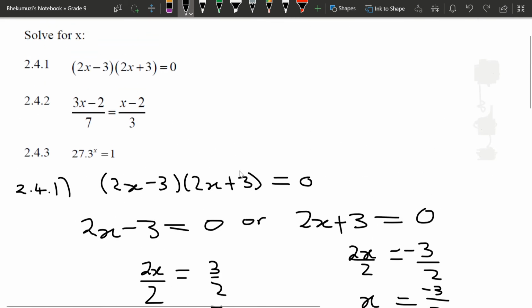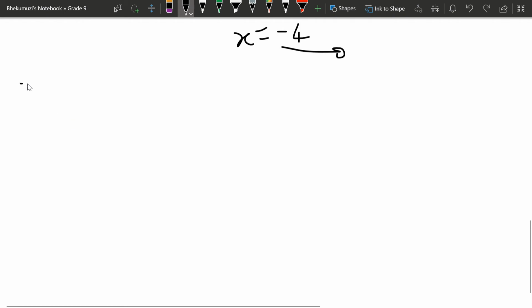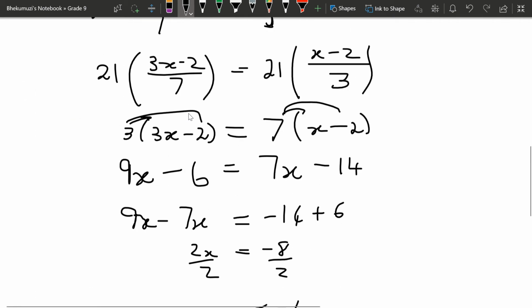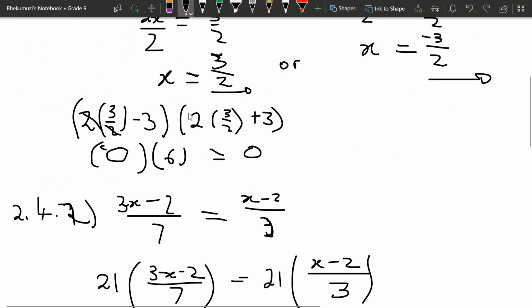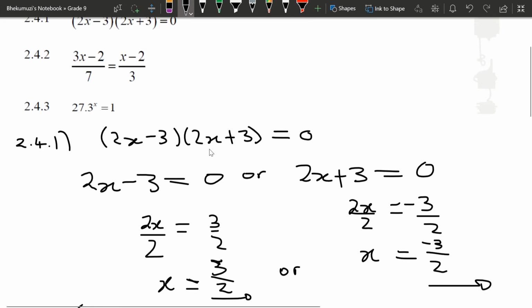And so then we look at 2.4.3. So 2.4.3 is an exponential equation where we have, it says it's 27. So let me try and write this better. So this is 27 times 3 to the power x is equal to, I think it was 1. Let's see if it is 1. So yes, it is 1.